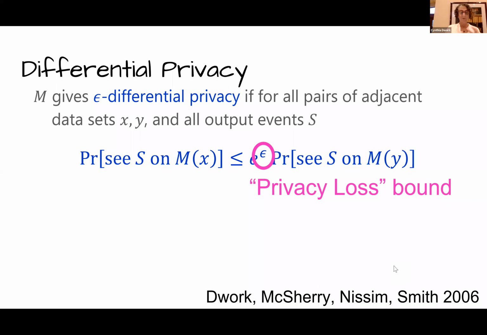And this parameter epsilon is sometimes called the privacy loss bound or the privacy budget. No, actually just the loss bound for the algorithm. And this is also called a bounded ratio condition. If we divide both sides by the probability of seeing S on M of Y, we get that the ratio of probabilities is bounded by e to the epsilon. And the probability space is over the randomness that's introduced by the mechanism M. So M is going to flip coins, and that's good because we control M. M is like one of the good guys. And so it's a worst case definition over all adjacent X and Y.